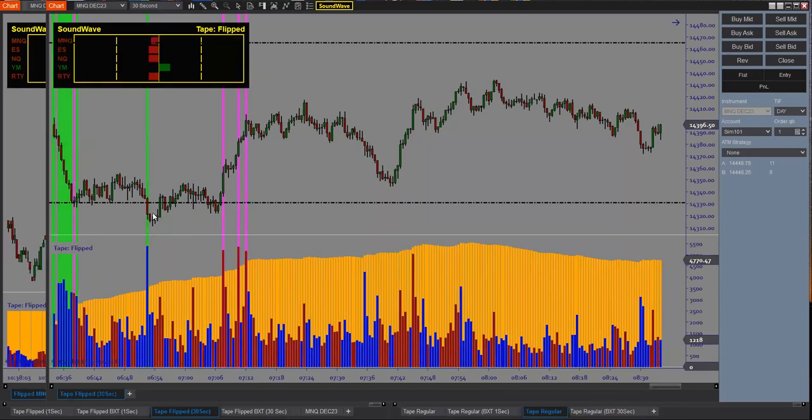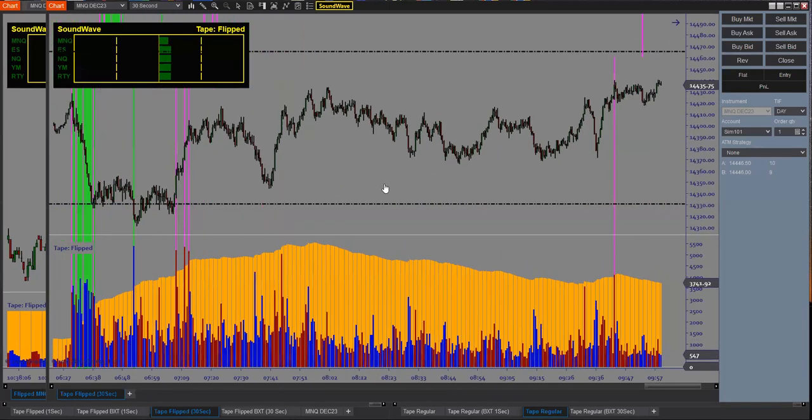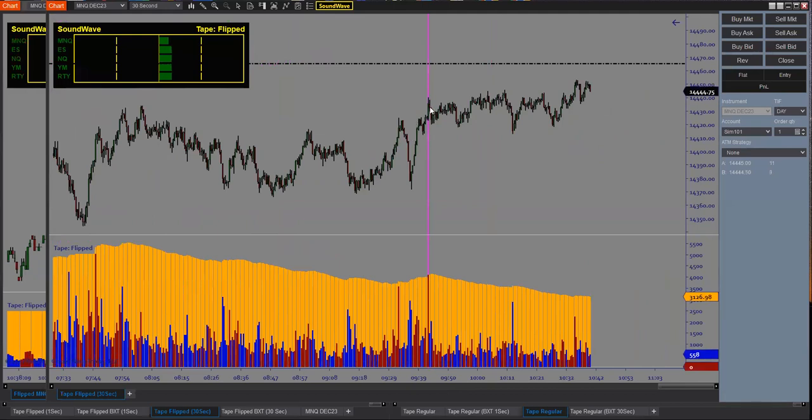This signal long was here. That signal short was there. Let's go back in here. Did we get any more signals on the sensitivity? That signal short was there. Sensitivity might be too big, right?